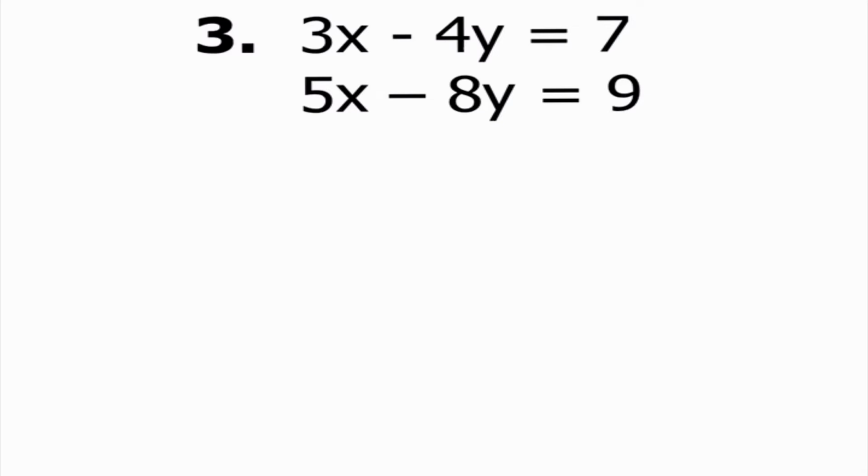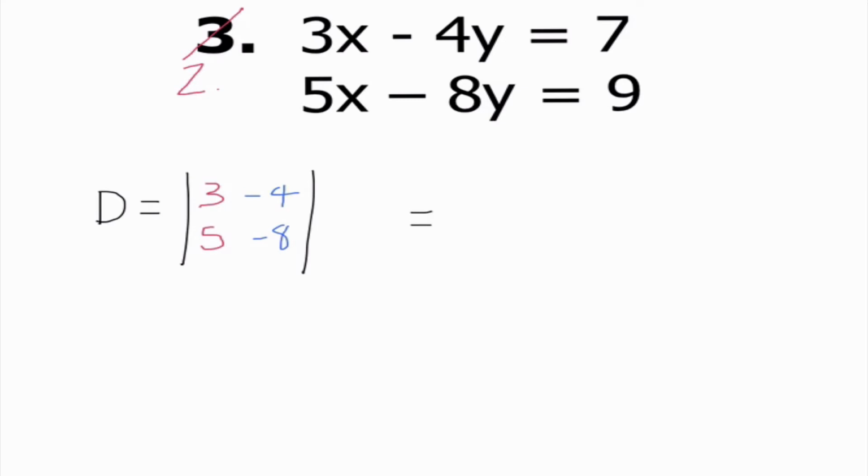So moving on, for some reason I skipped number 2 on this, so number 3 is really number 2. And we are going to use Cramer's rule here, so I'm going to start by finding our D determinant. Just a reminder, my first column is our x coefficients, 3 and 5. My second column is our y coefficients of negative 4 and negative 8. This time I'm going to do some work in my head, okay?